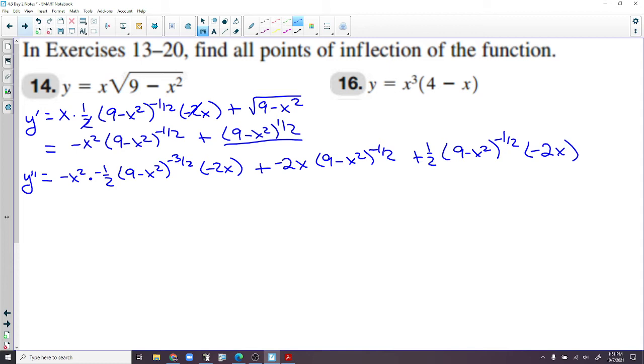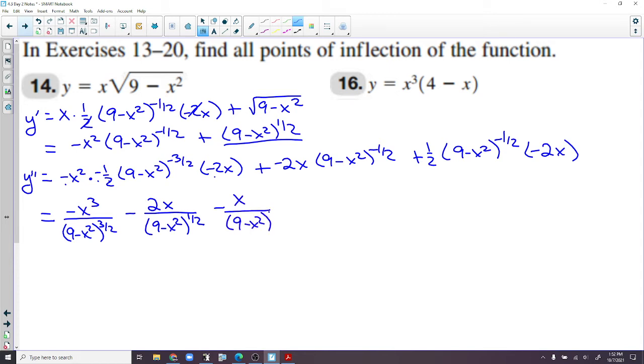Now let's start moving stuff to the denominator. The 2's cancel. Negative, negative, negative is a negative. So I'm looking at negative x to the third over the square root of 9 minus x squared. Not square root, excuse me. I don't want to do that yet. My apologies. I want to keep it as a power. 9 minus x squared to the 3/2. Minus 2x over 9 minus x squared to the 1/2. And also, let's see, minus x over 9 minus x squared to the 1/2.